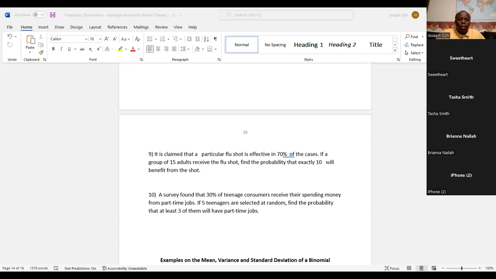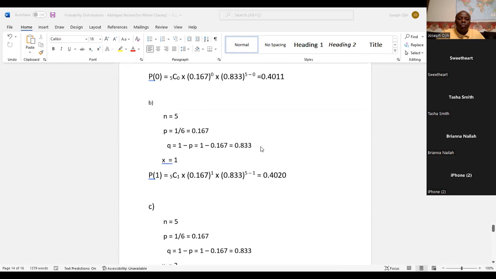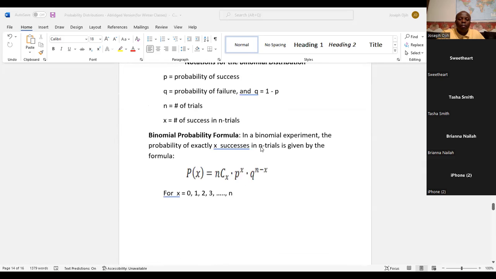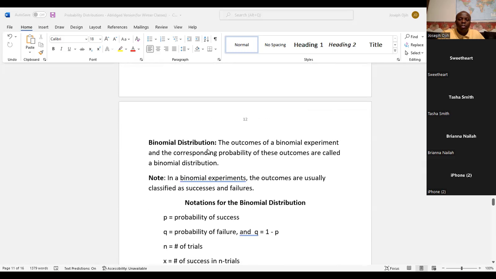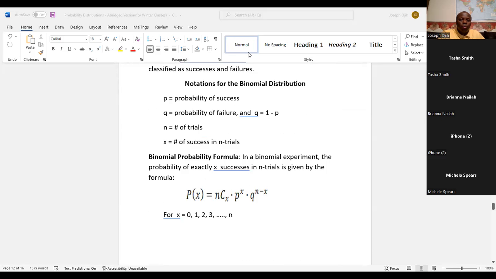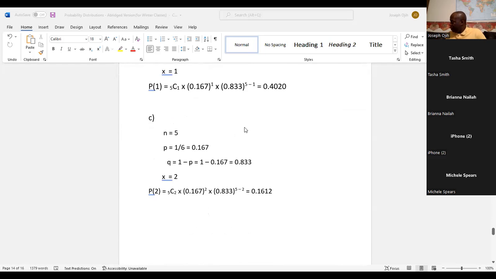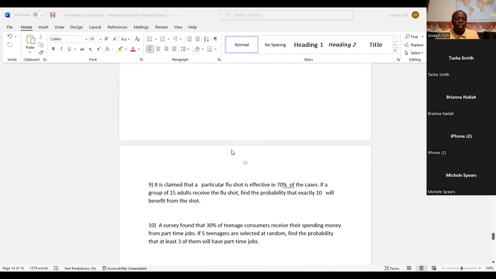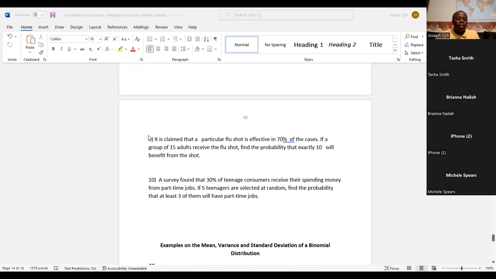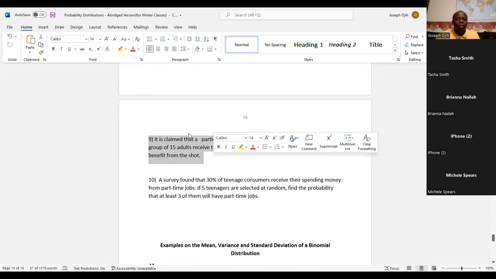So let's see. Now let's round up this. Okay. Now we are still on binomial distribution, and I did an example of binomial distribution. We will now round up with one or two more examples, and then I already took your attendance, so we won't waste much time. Look at this example here. One example is good enough, I believe.